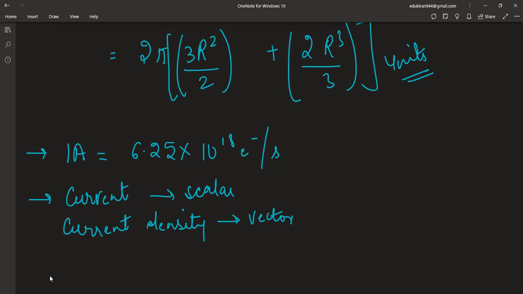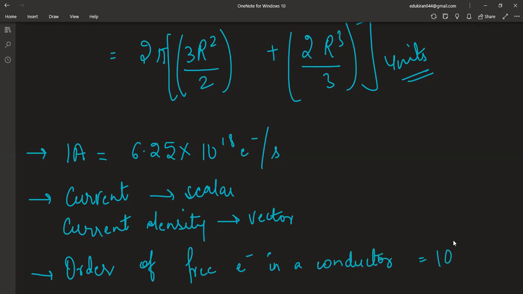So what will be the order of free electrons? This also you should remember. The order of free electrons in a conductor is 10 to the power 28 per meter cube. In 1 meter cube, this many electrons are present.